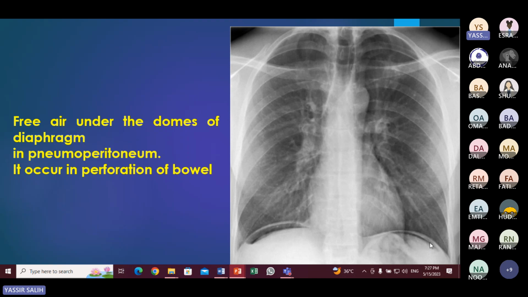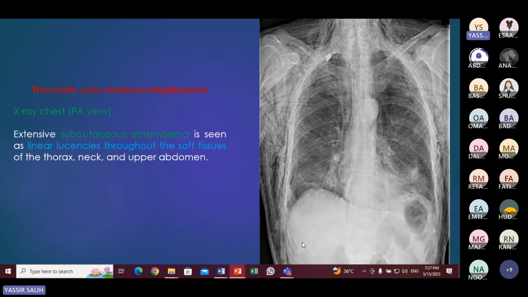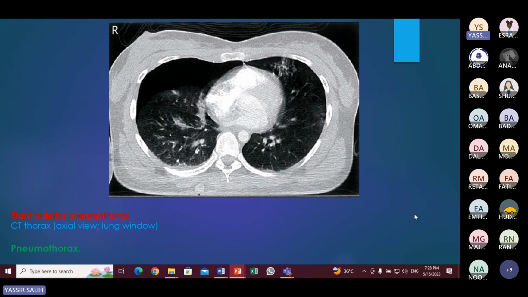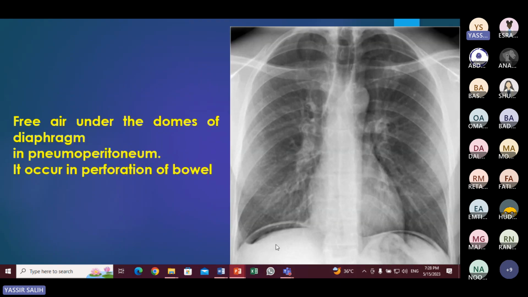On both sides. Note that it is bilateral and crescentic in shape. We said the free air under the diaphragm has a crescentic appearance. If you go back to any chest X-ray, you only find the air of the fundus of the stomach in the upright position. Below the diaphragm normally there is no air except the air of the fundus of the stomach. This is normal. But here there is free air under the diaphragm with crescentic shape.